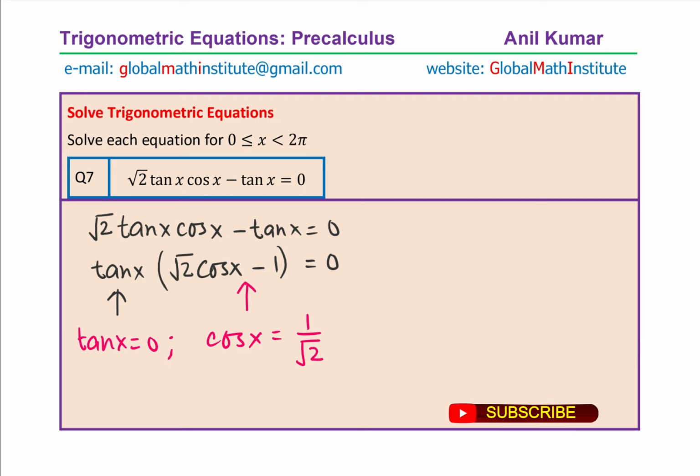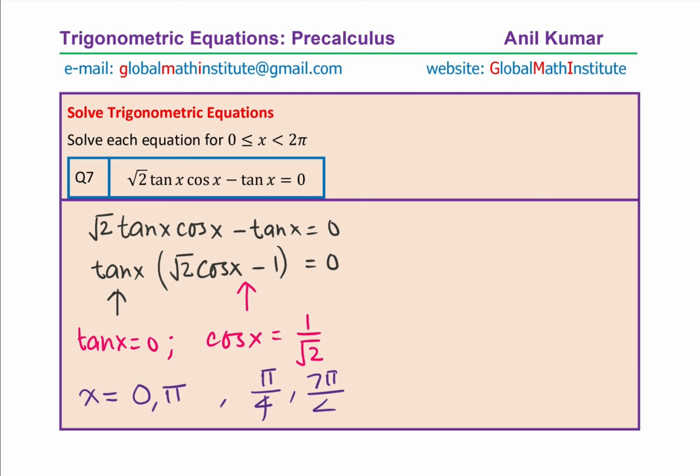Great. Tan x equals 0 means x is, when sin x equals 0, tan x is also 0, right? So x should be 0 and pi. About cos x equals 1 over square root 2, we are in quadrant 1 and in quadrant 4, pi by 4 and 7 pi by 4 are the two solutions. Perfect. So I hope now you get it. I'd like you to now try the questions after this yourself and then check with my solutions.